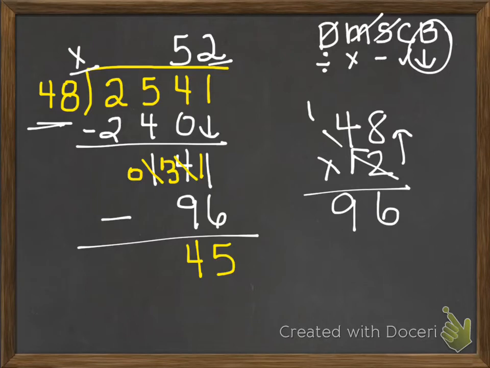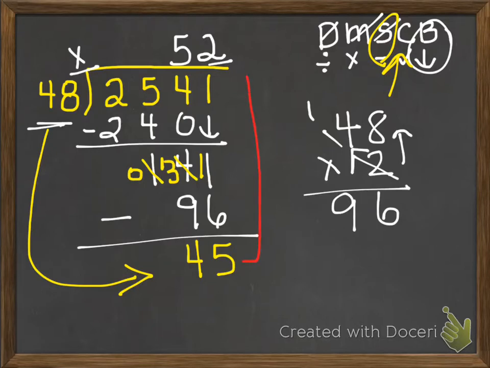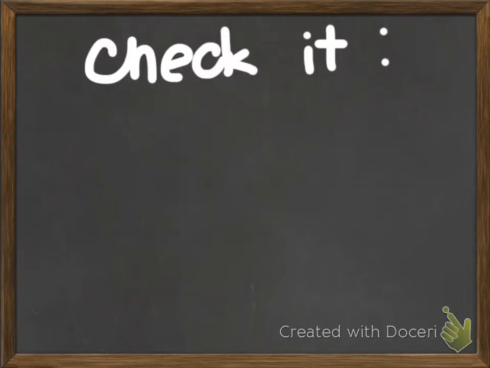Now, look at this next part. We just subtracted, so now we have to check. Is 48 greater than 45? Yes, it is. Just barely, but it is. Now, is there anything else to bring down? The answer is absolutely not. There is nothing else to bring down. So, 45 is your remainder. Remainder of 45. So now we're going to check it.